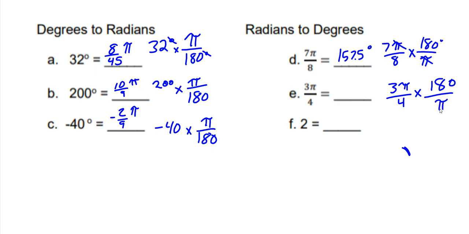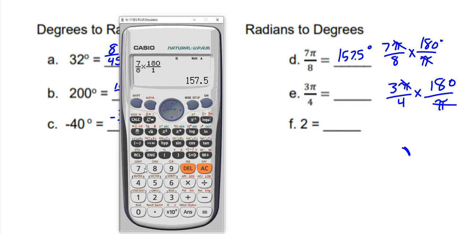Get your handy dandy calculator. And we're going to do 3 over 4 times 180 over, well, I forgot to put the fraction. But you know, it's just multiplied by 180, so I'm just going to hit equal. 135.